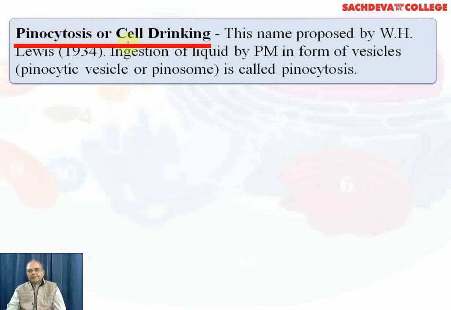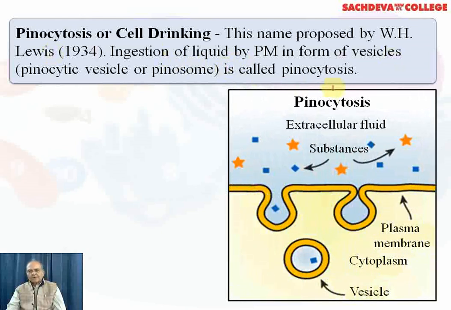Pinocytosis or cell drinking. This name was given by W. H. Lewis in 1934. Ingestion of liquid by the plasma membrane in the form of vesicles, called pinocytic vesicles or pinosomes, is called pinocytosis. Here you can see the phenomenon of pinocytosis.